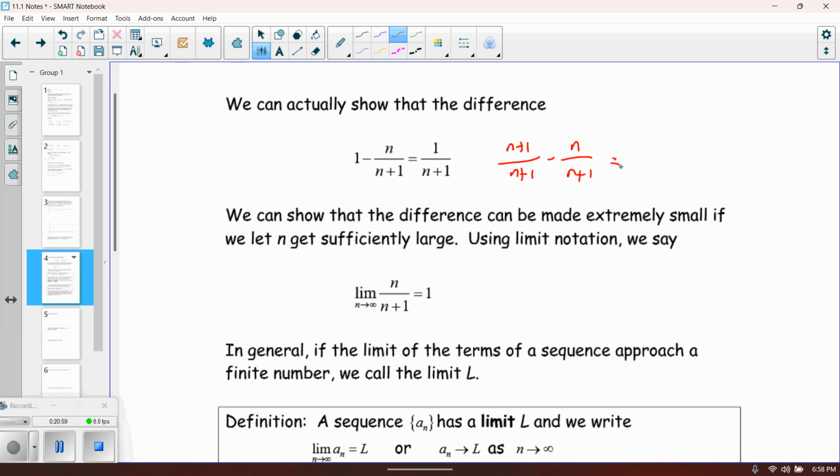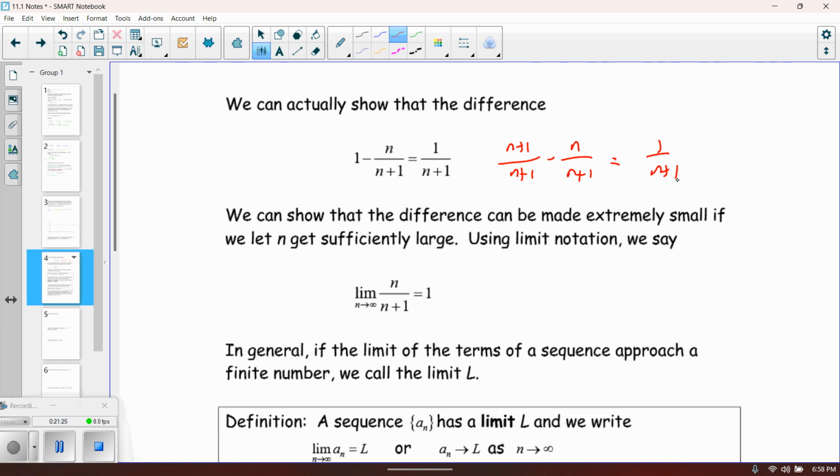Well, then if you subtract those things, the n's on the top would go away, and all you're left with is 1 over n plus 1. So that's kind of how you get that, just to make sure everybody can see that. So what we can show, that's your remainder. That's the difference between 1 and our terms of the sequence. Well, we can actually show that that difference can be made extremely small if we let n get really, really big, just using limits, the idea behind the limit.